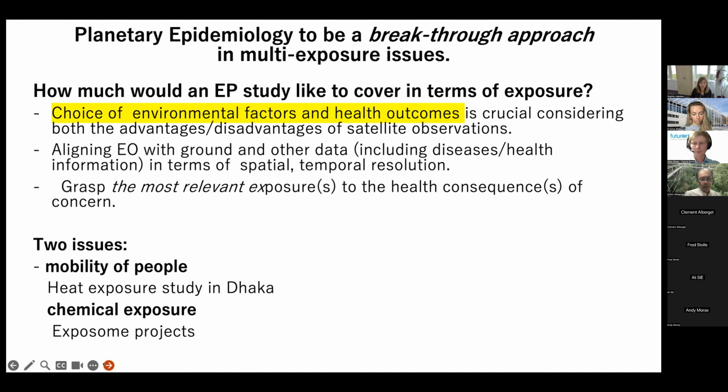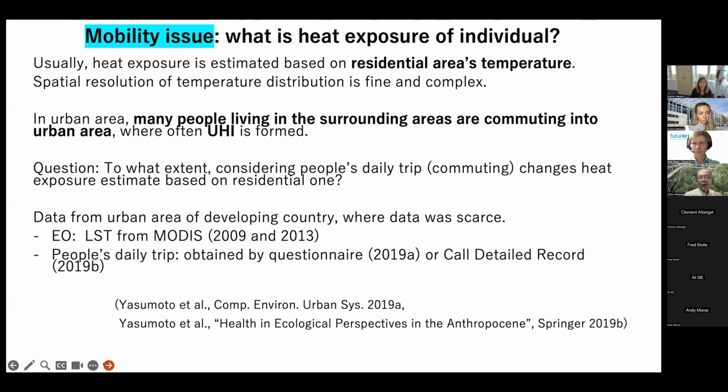So I will tell you something about the mobility of people. The question for mobility is, what is heat exposure? In this case, I'm focusing on heat exposure. What is heat exposure for individuals? Of course, you can define heat exposure from satellites, by using the LST that has already been introduced by the previous speaker. But if you define the heat exposure from the individual's side, it may appear differently.